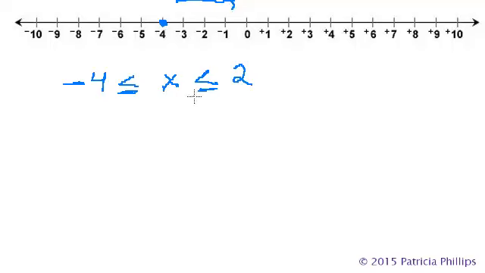Let's look at the second inequality. x is less than or equal to 2. So we darken in +2. And we know that we're going this way, but we don't know how far we're going with just that statement by itself. We combine the left and the right, and we realize that x actually lies somewhere in between these two points. And so we draw it like this.